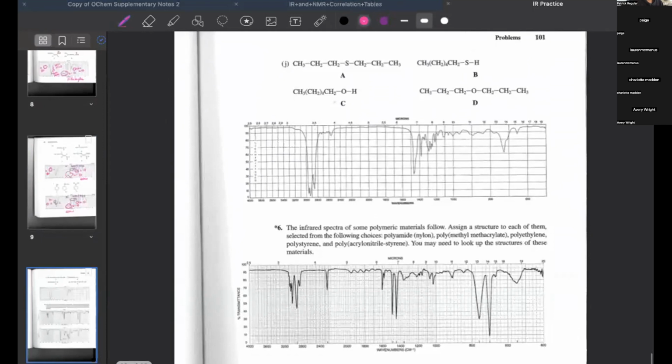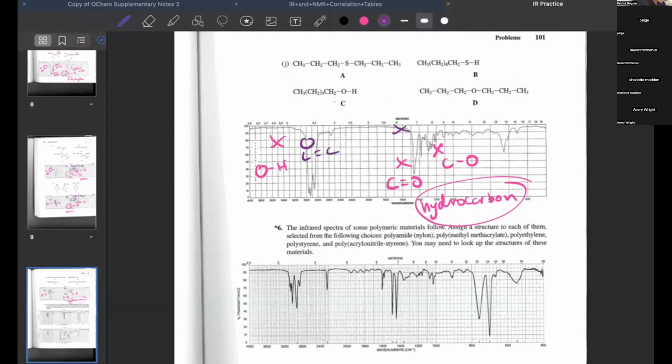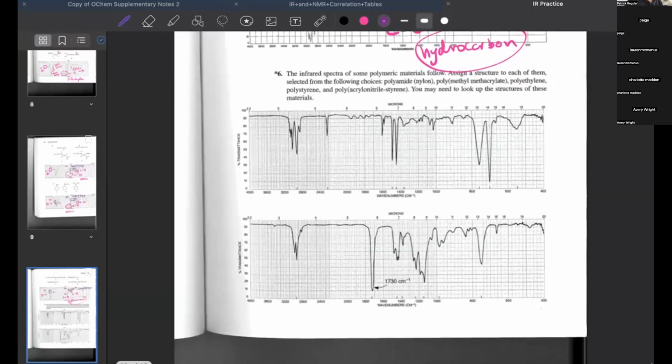Okay, the next one. So we do not have a C double bonded O section. We do not have an OH stretch, nor do we have a C single bonded O. Lack of anything, even the lack of a C double bonded O, is going to be hydrocarbon-like. Moreover, no overtones, no C double bonded C, no 1600 and 1475 peaks. We're not looking at that.